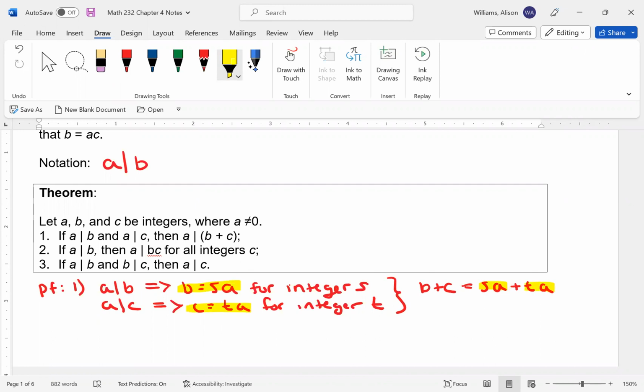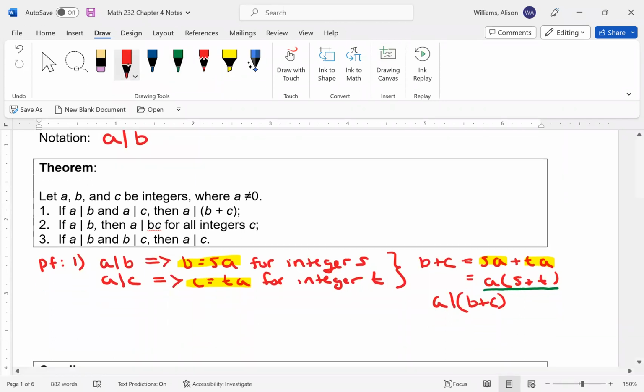And then that means that I could factor out a. So this is a times another number, s plus t, whatever that is, which means that b plus c is divisible by a. So a divides b plus c, because b plus c equals a multiple of a. That's what this statement means: a times some number. Therefore, a goes into b plus c.